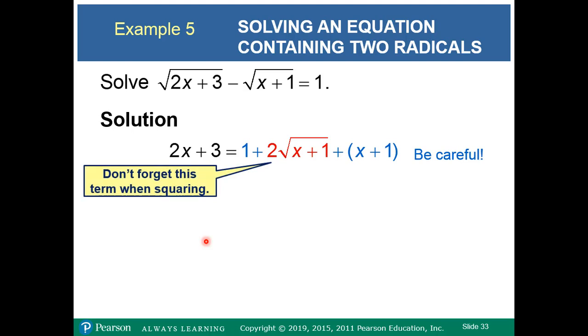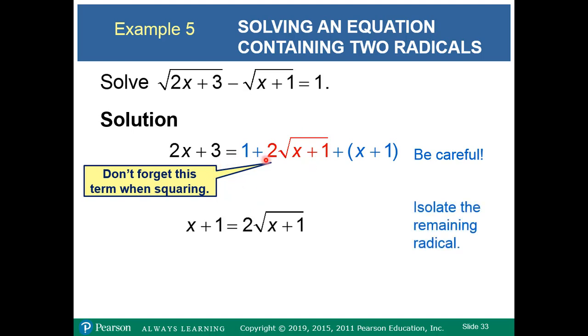Now, don't forget the middle term when you square. Don't forget this. Now, this is 2x plus 3. We get this, and we get this. So be careful. Now, we're not done. We've still got this radical here, so we're going to isolate this radical and do the same thing. So this is going to be x plus 1 plus 1. What do we get? We get x plus 2.